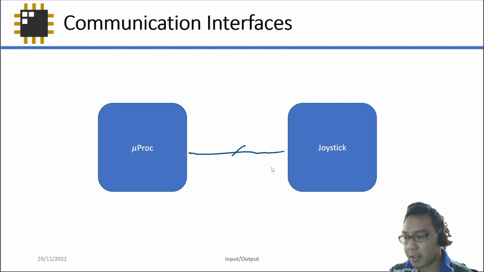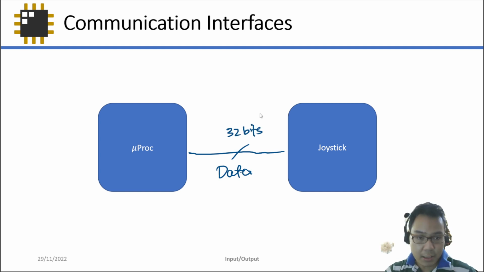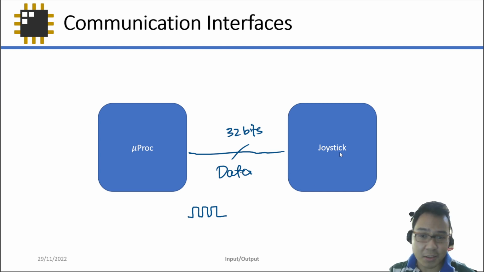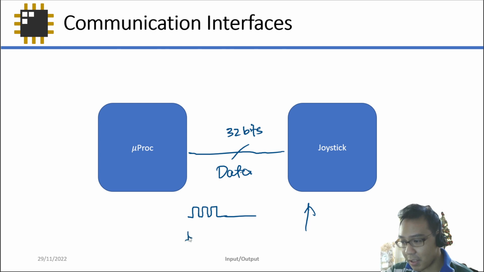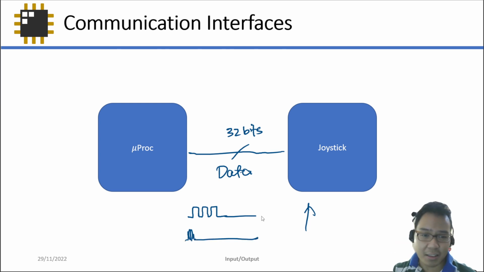So let's say we connected these two with some sort of data line that is, say, 32 bits in parallel, and let's say that means we're done. So what will happen is the microprocessor tries to send data, and it tries to send a 101010 stuff, and it tries to give that to the joystick. The problem with this is that in reality what the joystick will see is that, and then nothing.